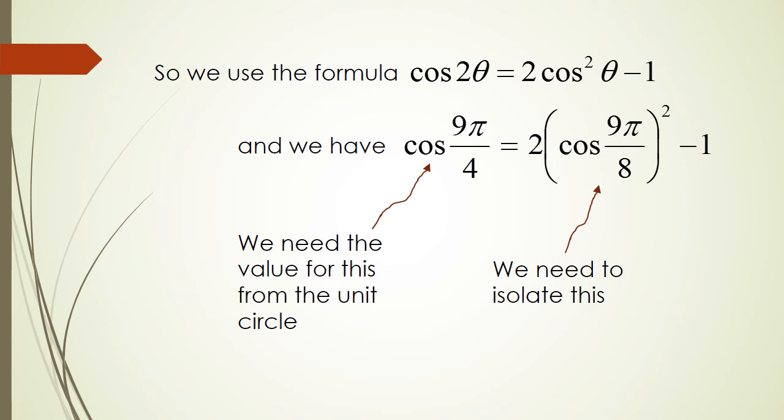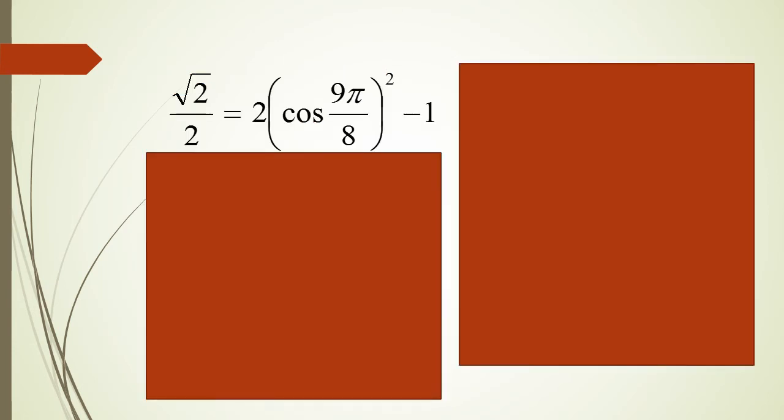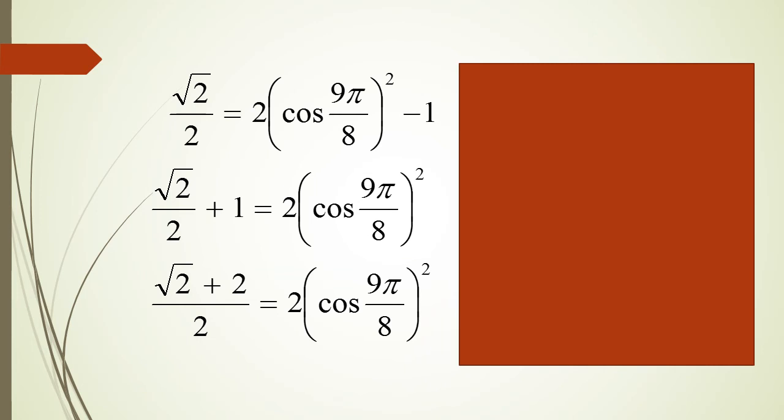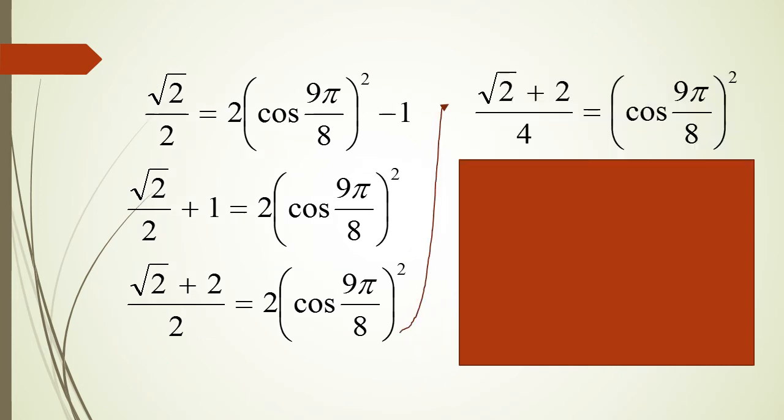But be careful, what you know is the value on the left because that's from the unit circle. I'm hoping you know cosine of 9 pi over 4, and then you have to solve or isolate the bracket on the right. Okay, so cos of 9 pi over 4 on the unit circle is root 2 over 2. So to isolate the bracket, the steps are add 1 first, divide by 2, and then square root. So add 1, you'll need to get a common denominator. Divide by 2, that'll make the 2 on the bottom turn into a 4.